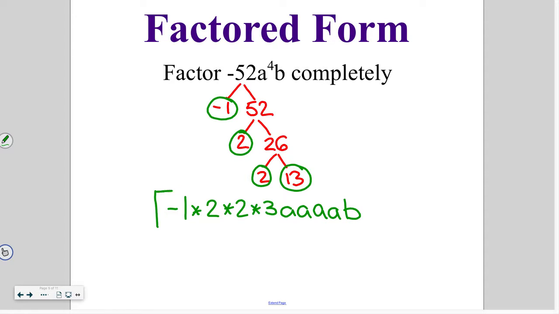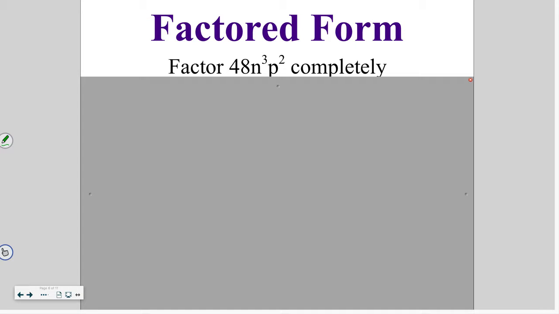So our factored form is negative 1 times 2 times 2 times 13 times a times a times a times a times b. Notice that the numbers go from least to greatest, so when you write out the prime factorization, those numbers should go from smallest to largest. Go ahead and try this one on your own.